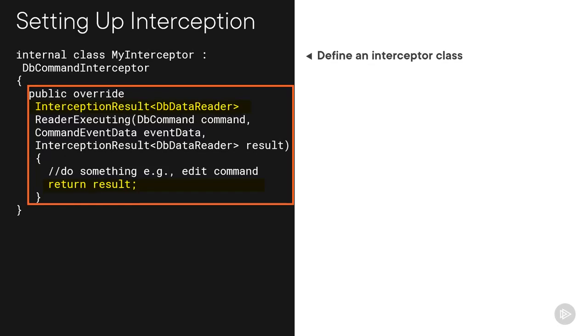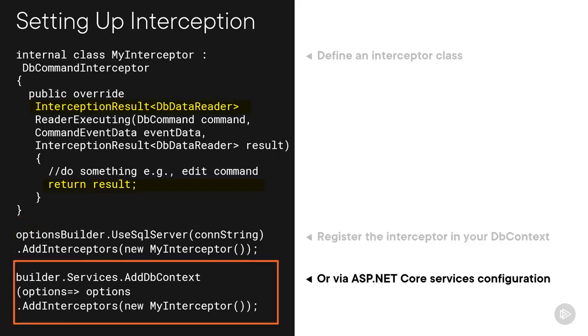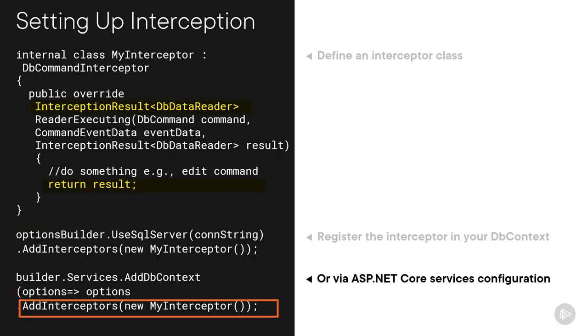Once the interceptor is defined, you need to register it with the DB context as part of the options builder configurations. And you do that with the add interceptors method. You can use add interceptors directly in your DB context class, or if you're using ASP.NET Core, in the add DB context method. You can register multiple interceptors at once as a list in the add interceptors parameter. And notice that I'm not just saying what type of interceptor, I'm creating a new instance of my interceptor. Also note that the interceptor has no impact on the data model, so it doesn't require migration.